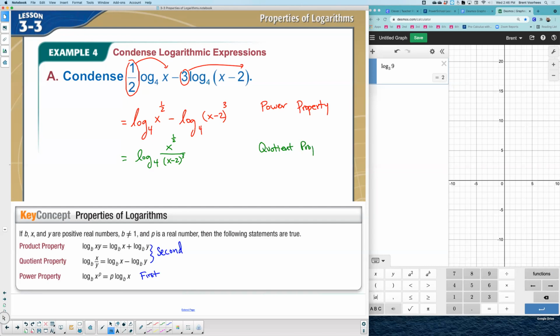Now, technically, we could simplify one thing in this problem. Does anybody see what we could simplify? x to the 1/2 is equivalent to the square root of x. So we could rewrite this, if we wanted to, as the square root of x divided by (x minus 2) cubed. So again, three steps, nothing changed there. And that would be our solution.